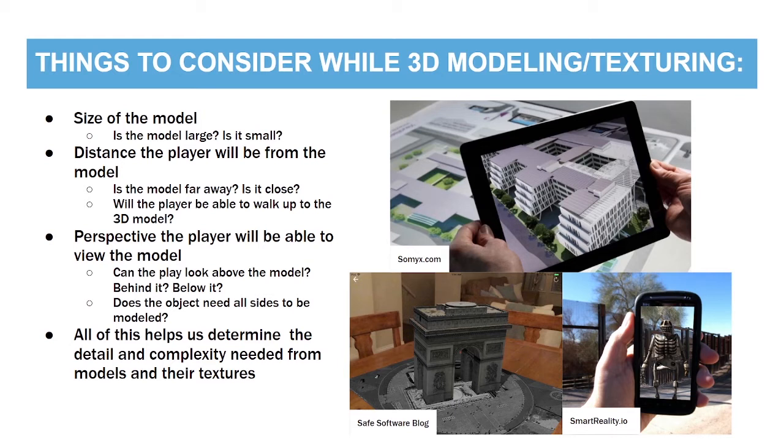What perspective is the player going to be able to view the model in? Can the player look above the model, behind it, below it? Does the object need all sides to be modeled, or are we only going to be seeing it from one side? All this helps us determine the detail and complexity needed from the models and their textures.